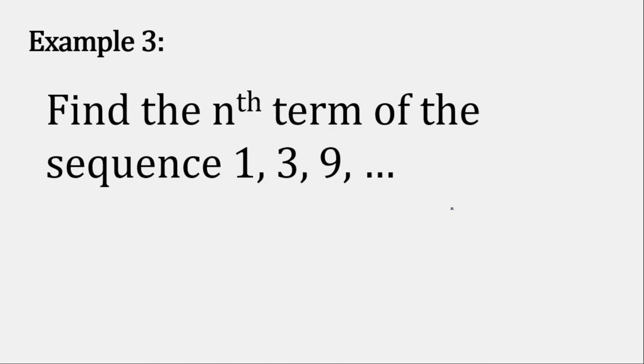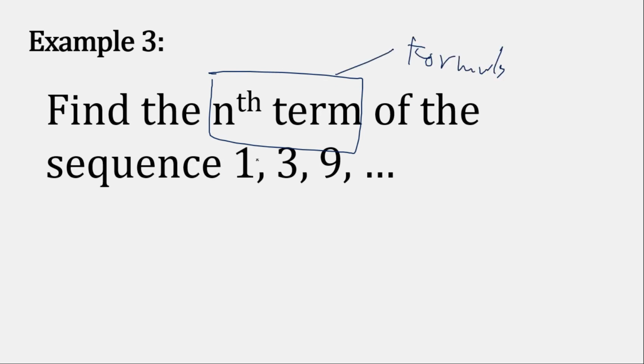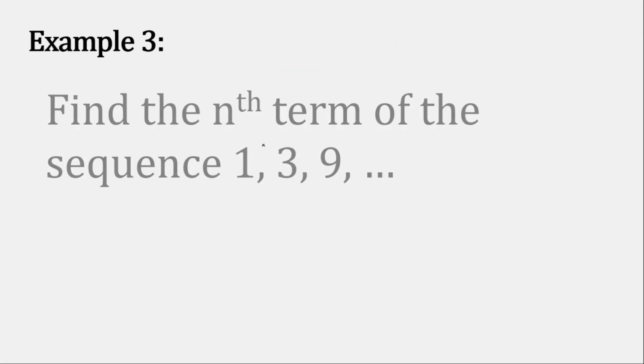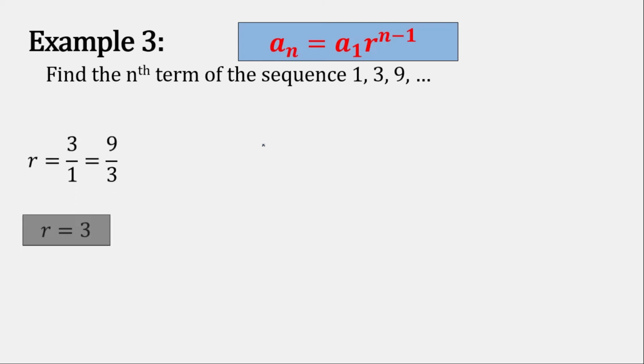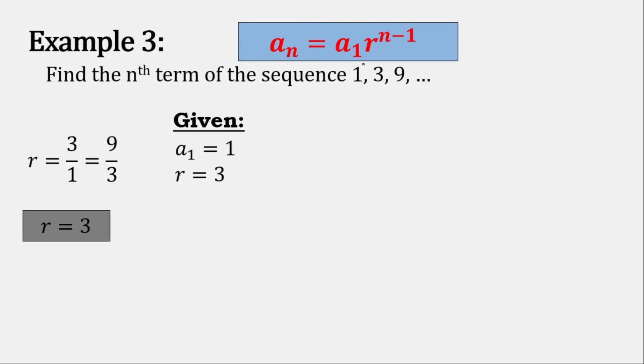Now let's go to example number 3. Find the nth term of the sequence 1, 3, and 9. When we say nth term, they just want us to find the formula for this sequence. Okay, so let's do this. Now, as you can see, this sequence is a geometric sequence with a common ratio of 3. Now, list down all the things that we have. So we have our a sub 1, which is 1, and our common ratio, which is 3, and let's find the formula for the nth term.